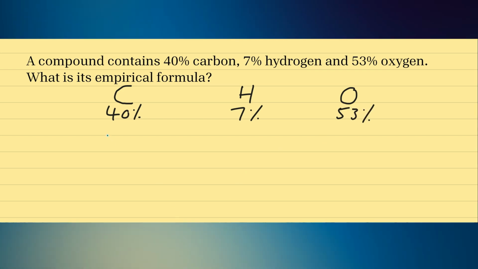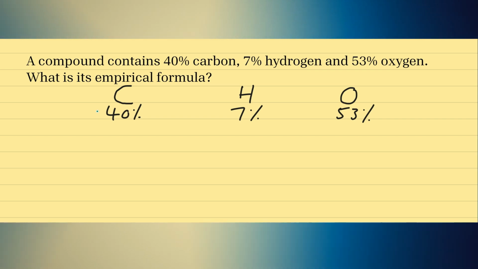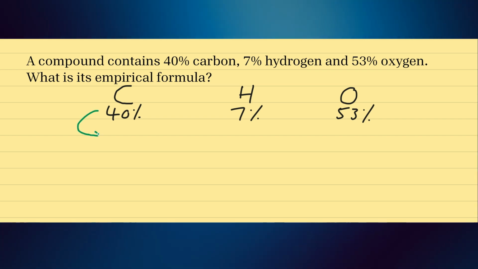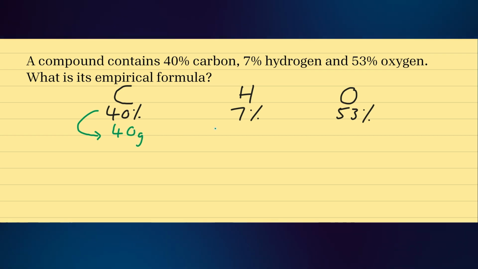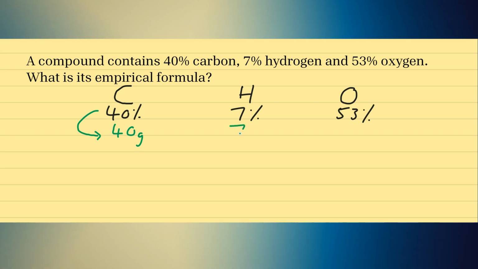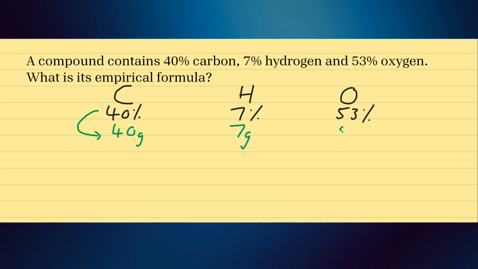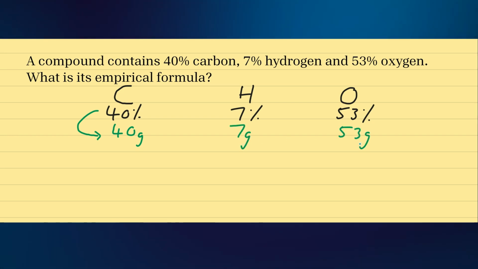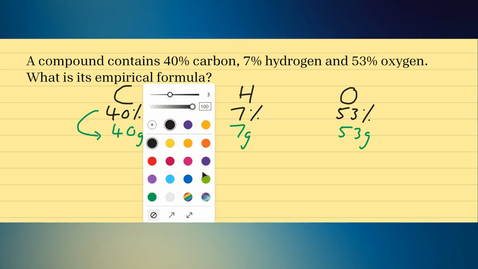Now, eventually, I'm going to want these in moles, so percentages are not going to be very useful to me. So I'm going to turn them all into grams. So in 100 grams of compound, I would have 40 grams carbon, 7 grams of hydrogen, and 53 grams of oxygen. That's much more useful to work out the moles a bit later on.